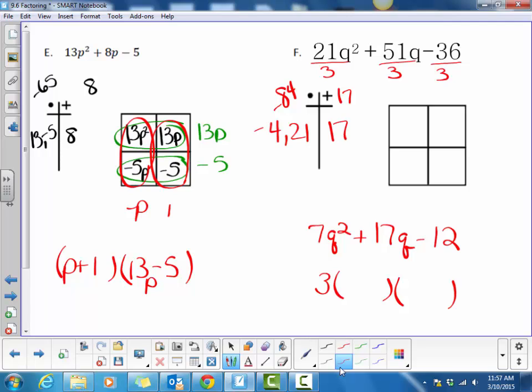Let's fill out our factor box. 7q squared, negative 12. And then my 2 factors, negative 4q and 21q. All right. Alyssa, greatest common factor. Okay. Tina, greatest common factor. q. What about the next row? 3. Awesome. Okay. What about in the columns?